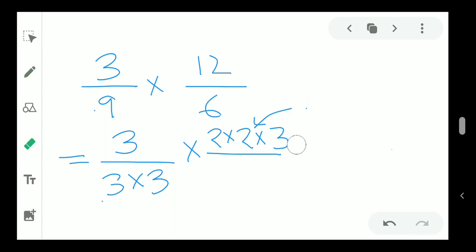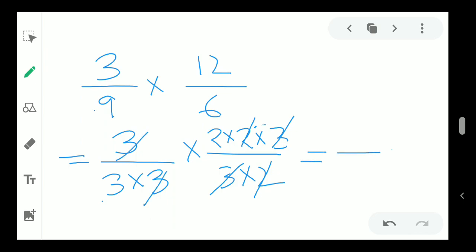Now the next part. 6 I can write as 3 into 2, and then you can directly cancel, because 2 divided by 2 is 1, so we don't divide like that, we directly cancel it. We can cancel like this and like this. Finally I get 2 left in the numerator and 3 left in the denominator. So the result is this much.